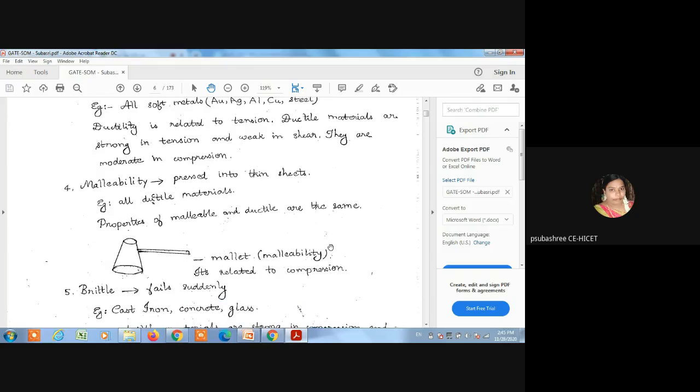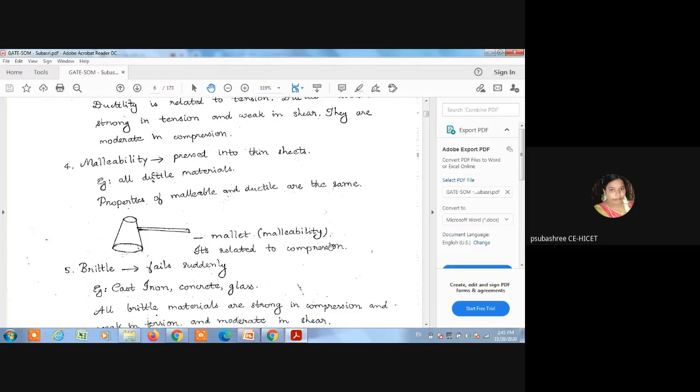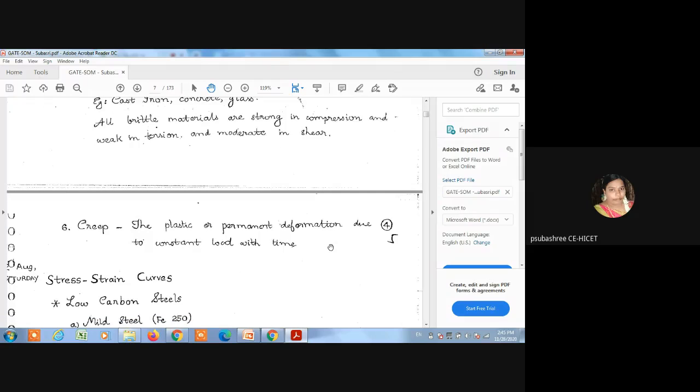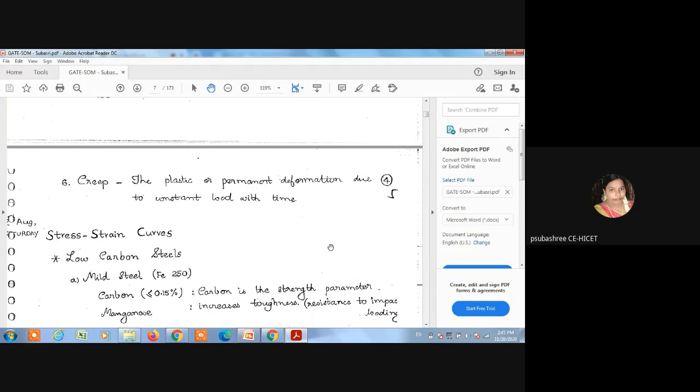Then brittle. For example, brick is a brittle material. It fails suddenly, like a crushing failure. And the last one is creep: the plastic or permanent deformations due to constant load with time. It is called creep.